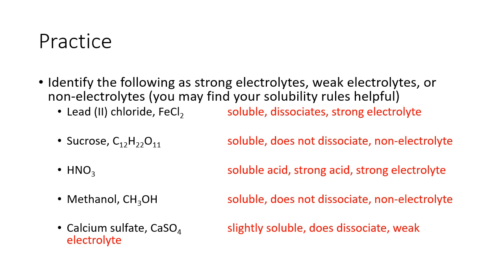Methanol does not have a COOH group. It does have an OH, but not a COOH. So it is soluble, but it does not dissociate. It is a non-electrolyte. And finally, calcium sulfate is slightly soluble. So it does dissociate, but it is a weak electrolyte because it is only slightly soluble.